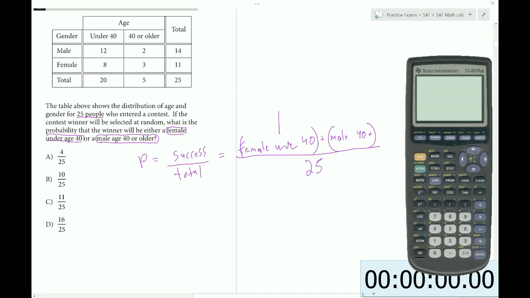So now we need to figure out the numbers for these two categories. So females under 40, well, we would go to females and under 40, that's 8, right? So we have 8. And males 40 or older, so we go to the 40 or older category of males, that would be 2. So we have 8 plus 2 over 25, so that's just going to be 10 over 25. That's answer choice B.